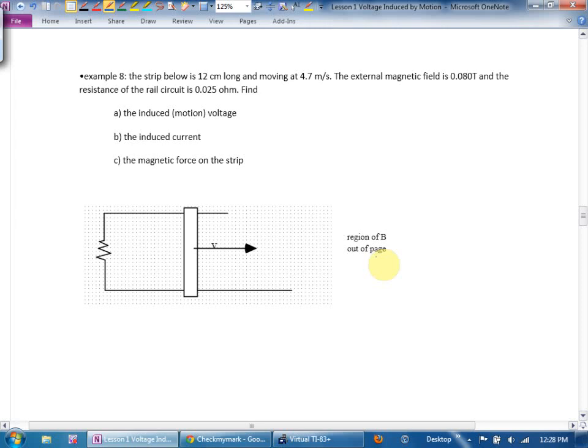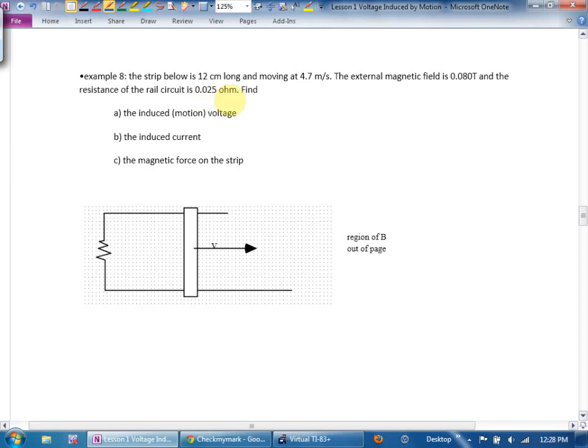It says the strip below is 12 centimeters long. It's moving at 4.7 meters per second. The external magnetic field is 0.08 teslas. And the resistance of the rail circuit is 0.025 ohms. Find A, the induced motion voltage.